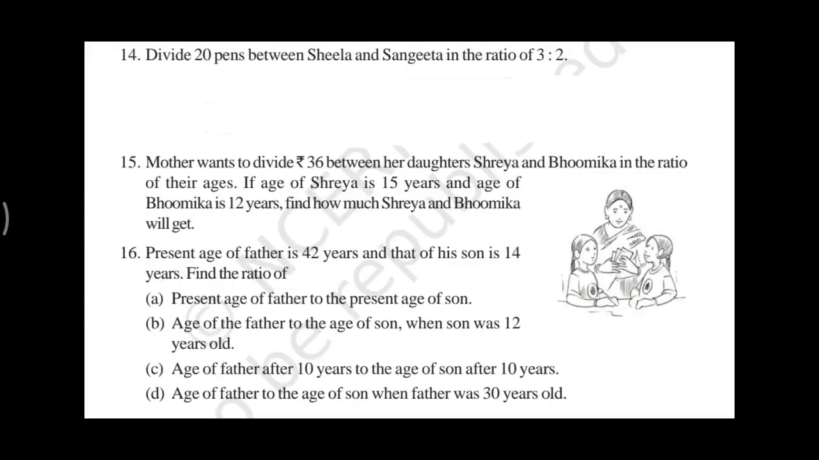This is question number 16. Present age of father is 42 years and his son is 14 years. Find the ratio of, there are 4 parts to be found. First part, find the ratio of present age of father to the present age of son. Second part, age of father to the age of son when son was 12 years old. And then C part, age of father after 10 years to the age of son after 10 years. And then D part, age of father to the age of son when father was 30 years old.